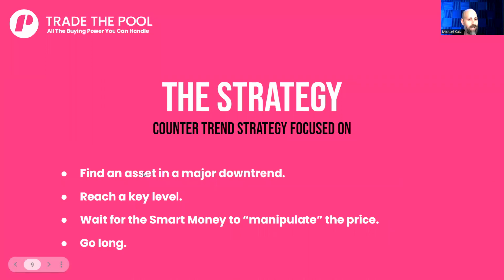So you need to find an asset that is in a major downtrend, then reaching a major key level, wait for the smart money to manipulate the price, and from that point go long. You can apply the same strategy if you want to go short at the top. Basically, selling the top, you will see a major move to the upside, then the price will reach a major resistance level. You will see some smart money manipulation of that price, and we will get to what exactly that means in a second. From that point, you will go short.